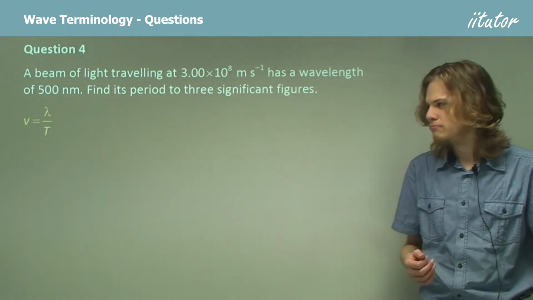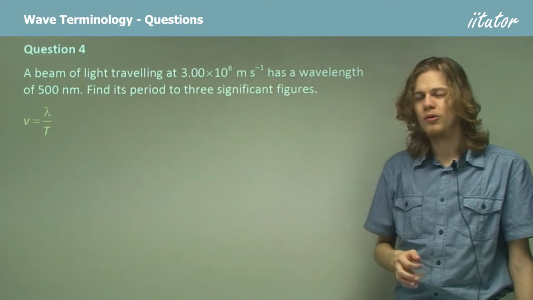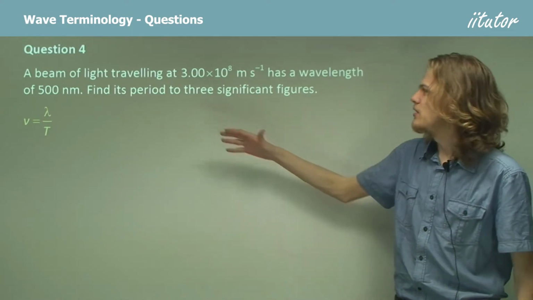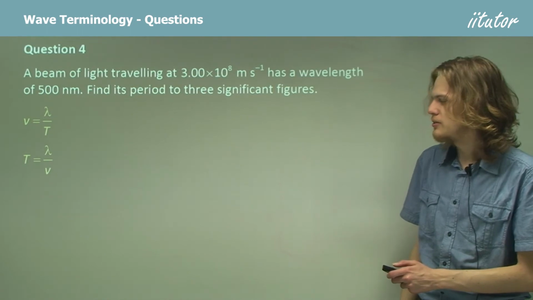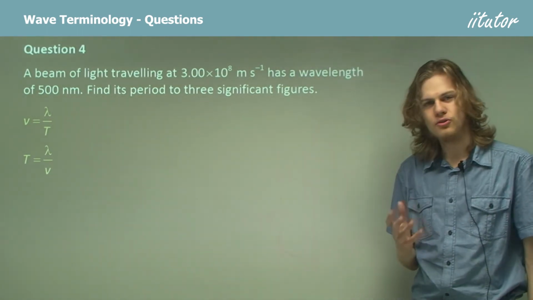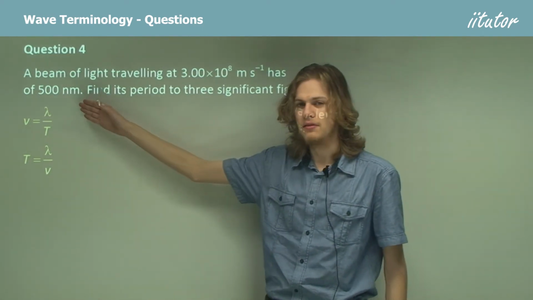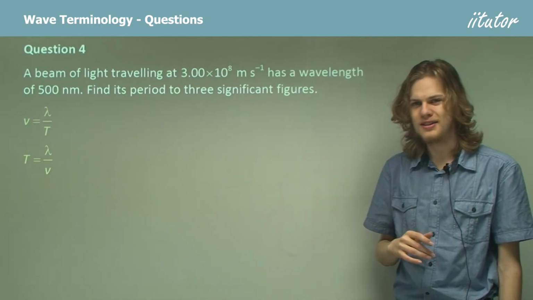There's our equation. Now how do we make the period the subject of the equation? Well, we can multiply both sides by the period, assuming the period's not 0, and then divide both sides by v. That gives us this equation. T equals lambda over v. All we need to do now is substitute in our values for lambda, 500 nanometers, and v, 300 million meters per second.